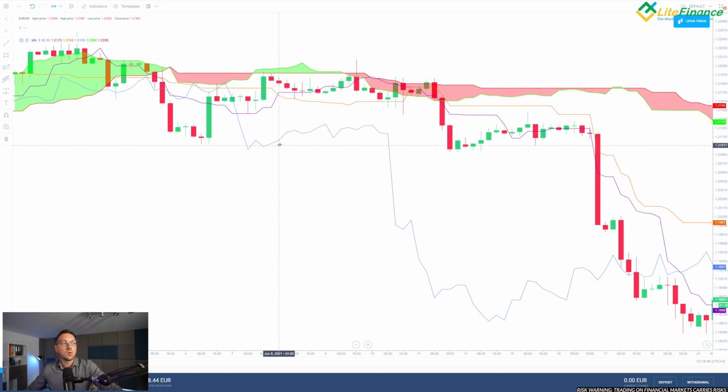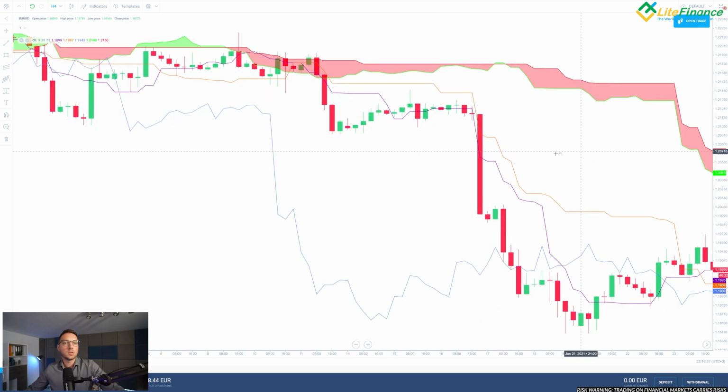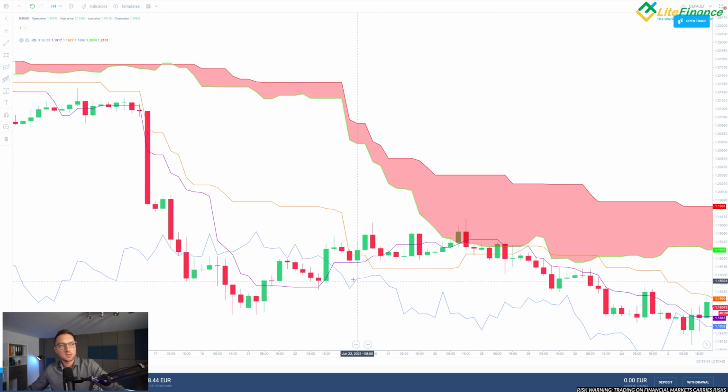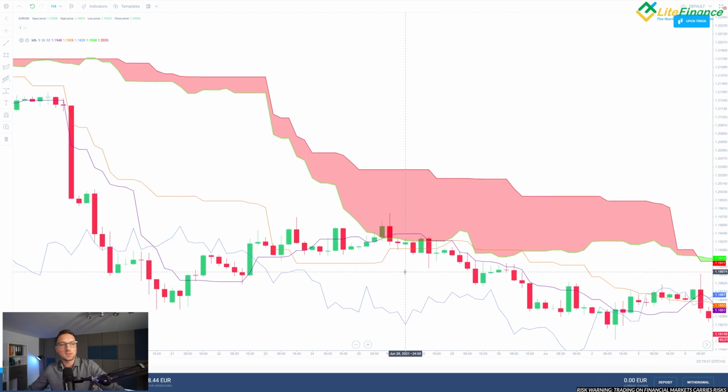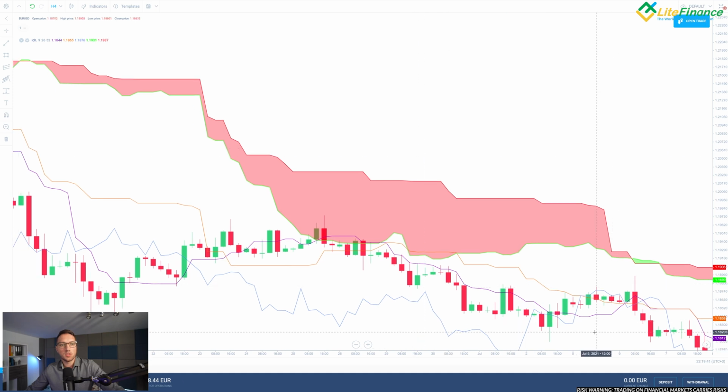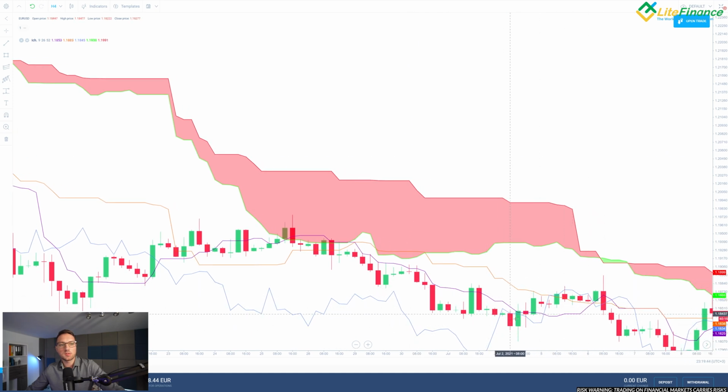Therefore, we should only take the short trades when we have the lagging span below those lines and below the price, as we had right over here. And you can also see, if we check a little bit further, that still there was a buy signal, but the lagging span was below the lines, thus suggesting still the bearish bias. And we have again the situation when we are consolidating, the lines are crossing each other constantly.